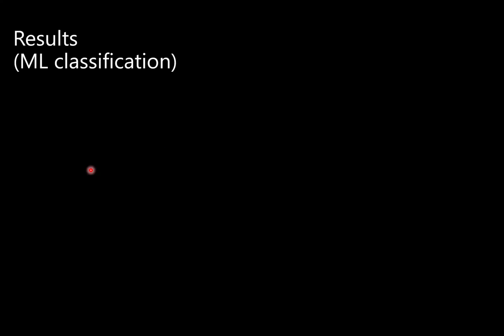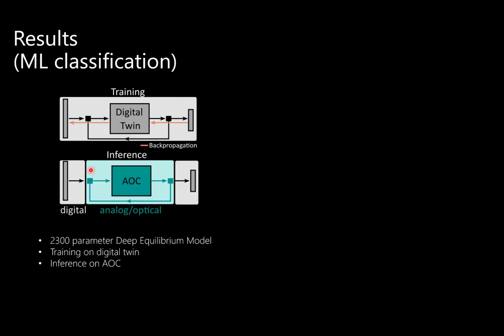So the results from the classification. Oh, and this is also just to say a bit about how the training works. To train a machine learning system, you need to get access to the gradients and the values of all of the intermediate variables. And that's something that's very difficult with the hardware.